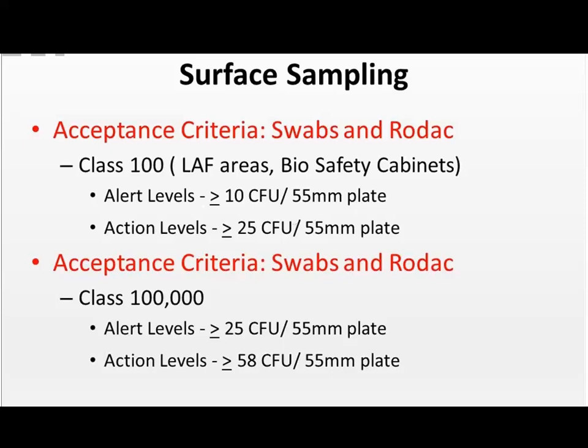Again, there should be SOPs in place for if we're reaching the alert level: is there resampling that needs to be done? How do we handle the fact that we are in a Class 100 area and reaching the alert of 10 colony-forming units or more, or the action of 25? When we reach our action levels, we need to have SOPs in place where we identify the bioburden and carry out investigations as to why this level is so high, what is causing it. We're looking again at our how, where, what, why.